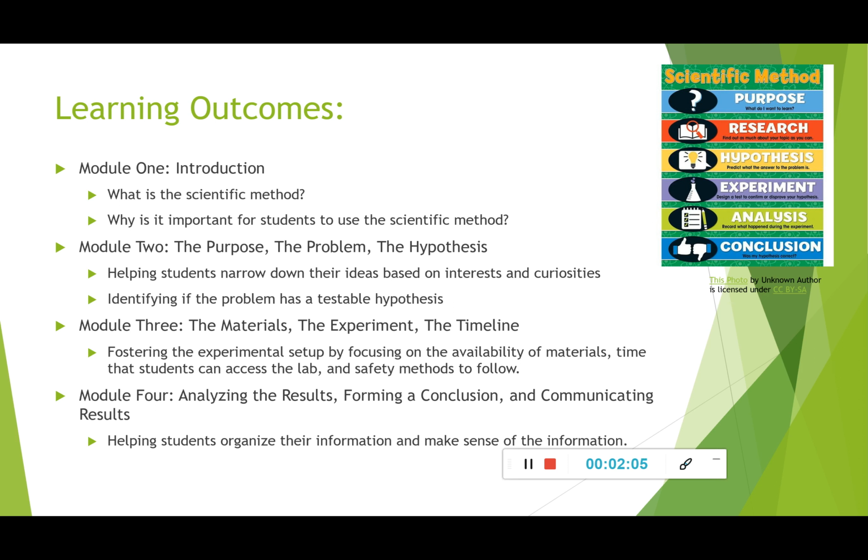Module 3, the materials, the experiment, and the timeline. This would show the substitute teachers how to foster the experimental setup, where to find funds to buy the materials, how to utilize the timeline, and see if there's after-school programs that the kids can use if they need extra time to work on their project at school. And then Module 4, analyzing results, forming a conclusion, and communicating results, will show the substitute teacher how to help students organize their information and to make sense of that information.